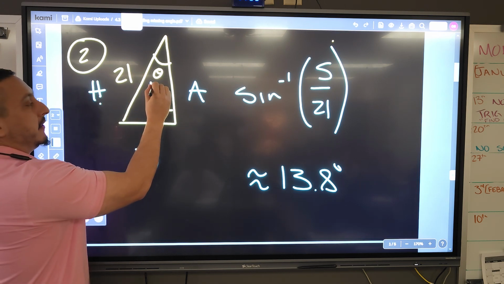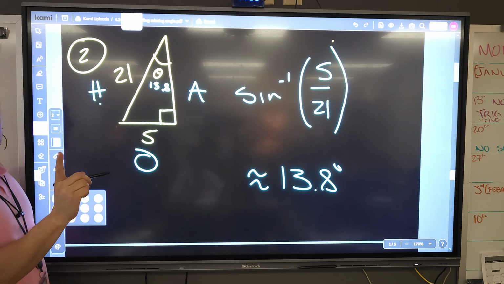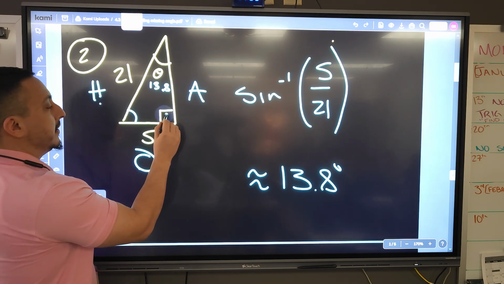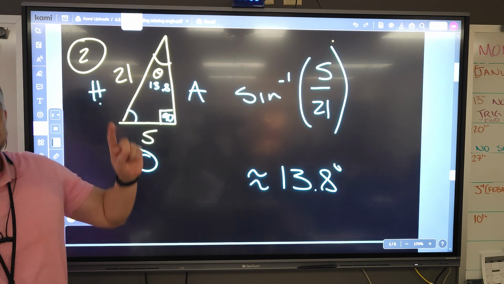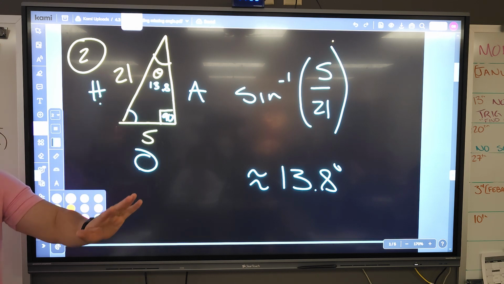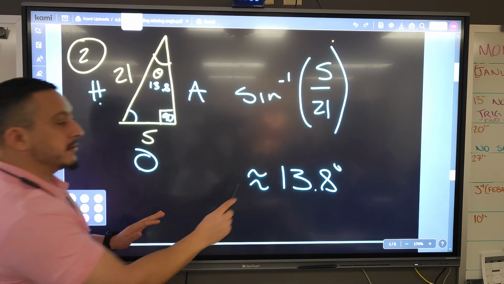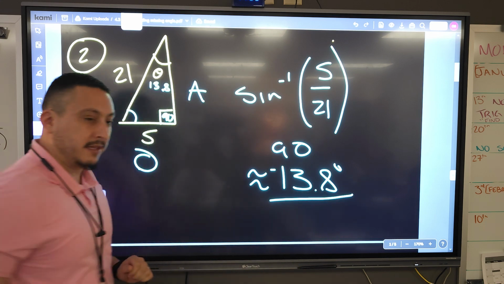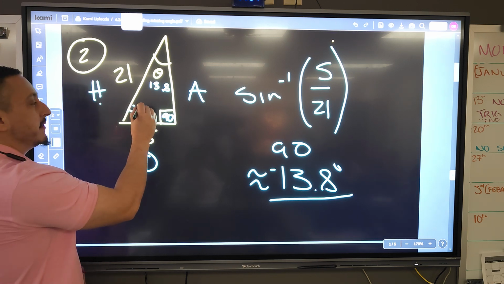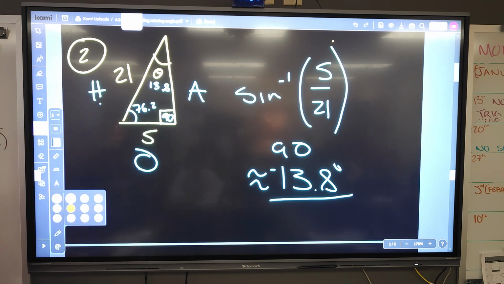It's super easy. If you know this is 13.8, you're one step away from finding this angle, right? Because what do all three angles add up to? 180, right? So this is 90. So you could add those two, subtract it from 180. Or if you know this is 90, these two have to add up to 90 because 90 plus 90 is 180. So I could simply do 90 minus this, which is what? Can somebody put that in there for me? 76.2. Okay. See how easy it is? Once you have two angles, the third one's super easy to find.